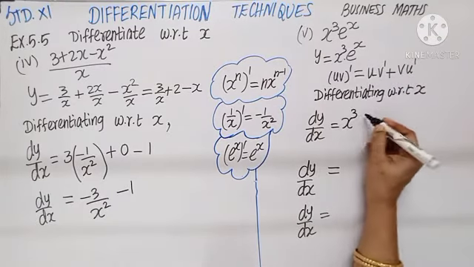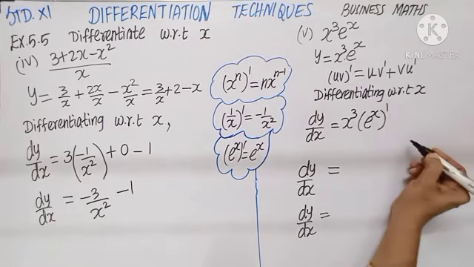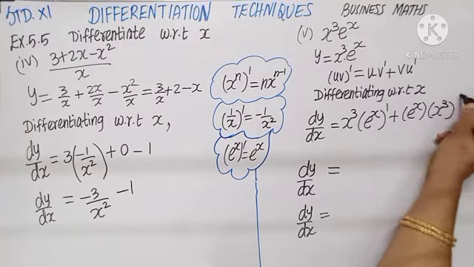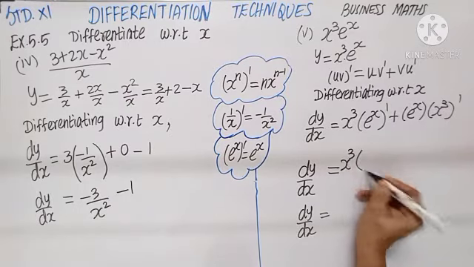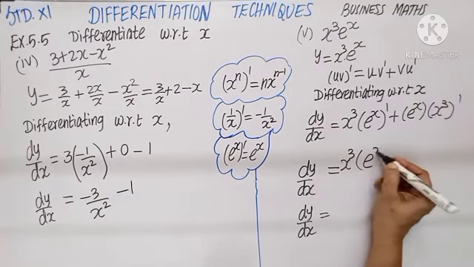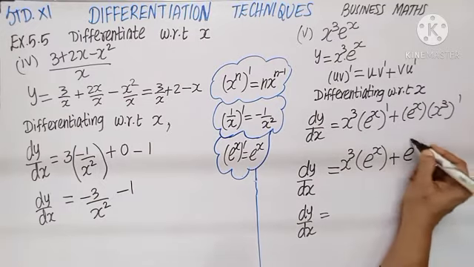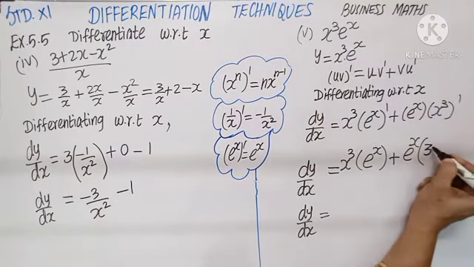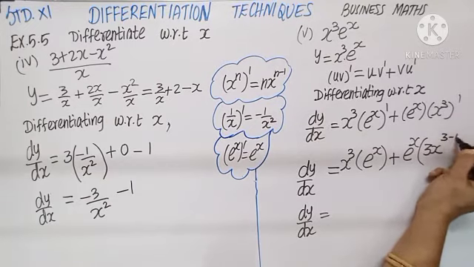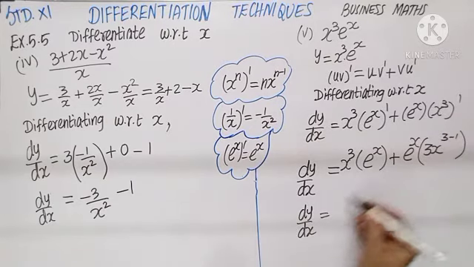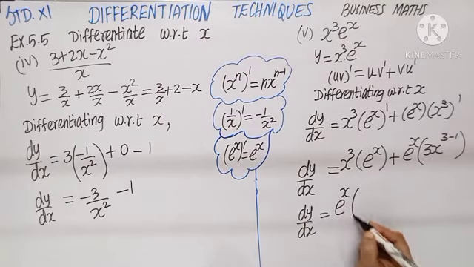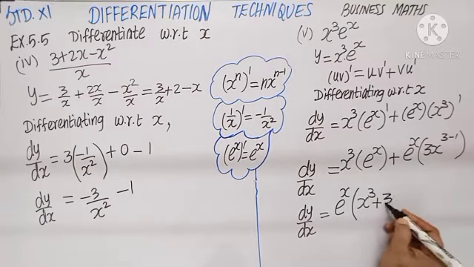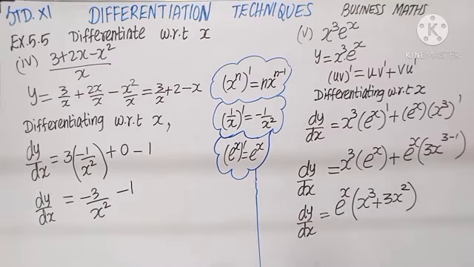So how will I write it? Keep x cube, differentiate e power x, plus keep e power x, differentiate x cube. So x cube into e power x, derivative e power x, plus e power x into x cube derivative, apply the formula 3x power 3 minus 1. In both the terms, e power x is common. Take it out. We are left with x cube plus 3x square, and that is the final answer.